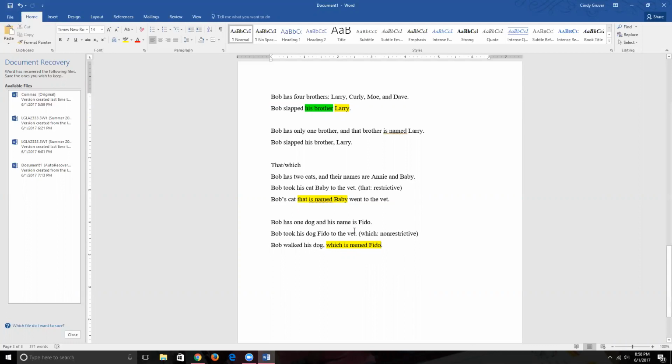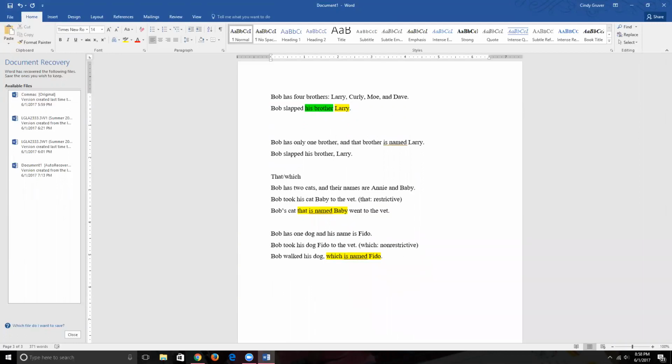So I've said how we use this if we're not talking about human beings, but what if we are talking about human beings? Well, in that situation, we would be saying who. So how about this? Let's change this to brothers and sisters. So we'll go back to our initial example here. Bob has 4 brothers. So Bob loves his brother who lives in Tennessee. Well, let's assume that all 4 of the brothers live in Tennessee.